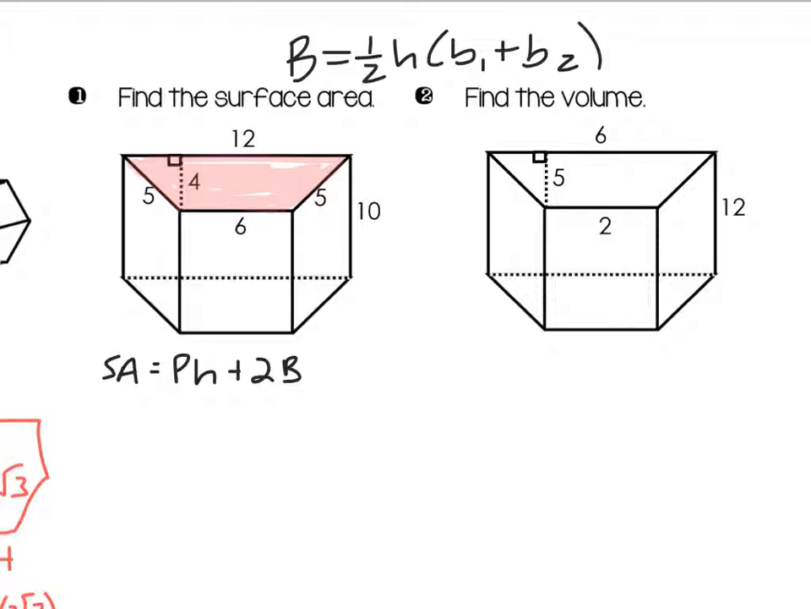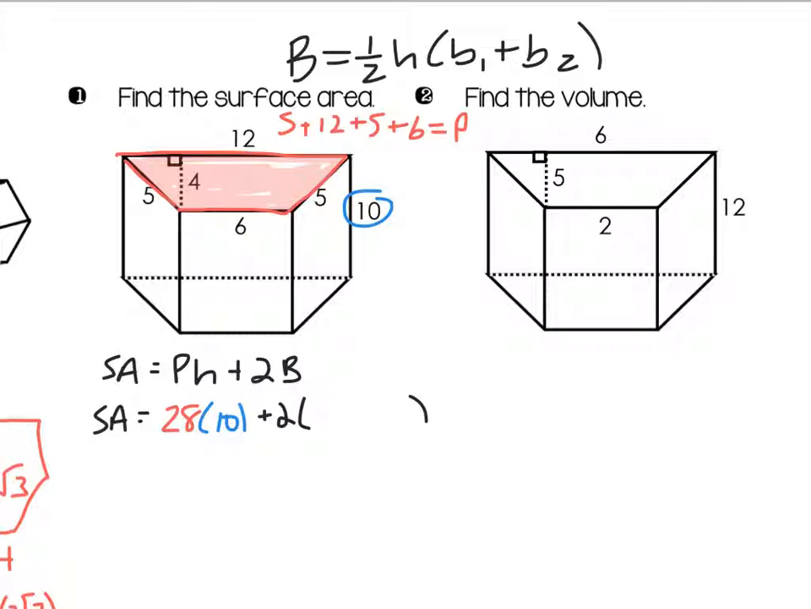All right, so let's find the perimeter first. So the perimeter is going to be around my trapezoid. So I have 5 plus 12 is 17, plus 5 is 22, plus 6 is 28. Once again, we're just adding the outsides. 5, 12, 5, 6. That gives me my perimeter. Then I have that my height is 10, so times 10. And now I need to find the area of my base. And I'm going to do that work down here at the bottom.